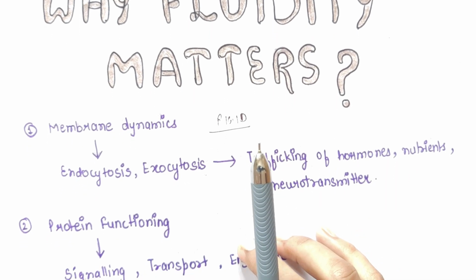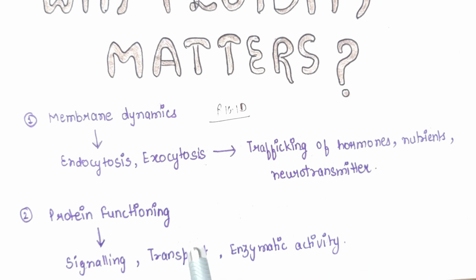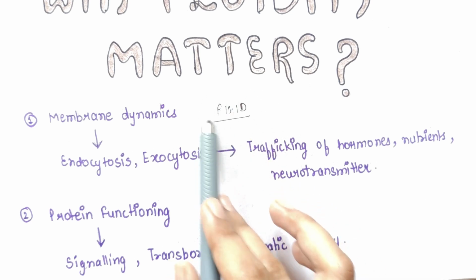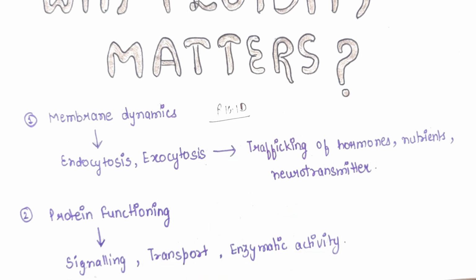Similarly, certain membrane proteins like ion channels, receptors, and signaling proteins need to move laterally in the membrane in order to cluster in response to an extracellular signal. So if a membrane is rigid, then these signaling processes would be highly disrupted. So that is why this fluidity is essential for signaling, transport, and enzymatic activity of these membrane proteins.